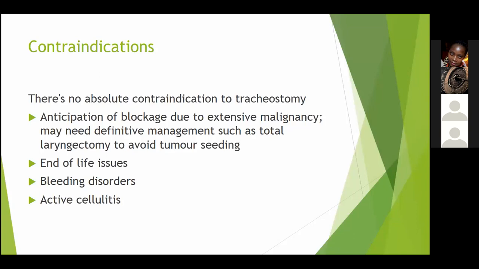The other contraindication is if you're having active cellulitis of the anterior neck. To prevent spreading of this infection and maybe even seeding it into the trachea, if it's an elective tracheostomy, it would be better that you hold on and treat the infection. When the infection is better, then you can plan to do a tracheostomy.